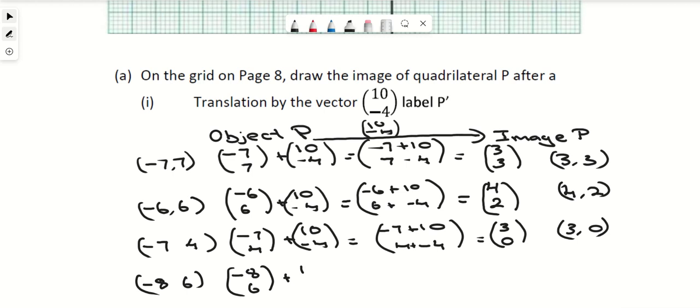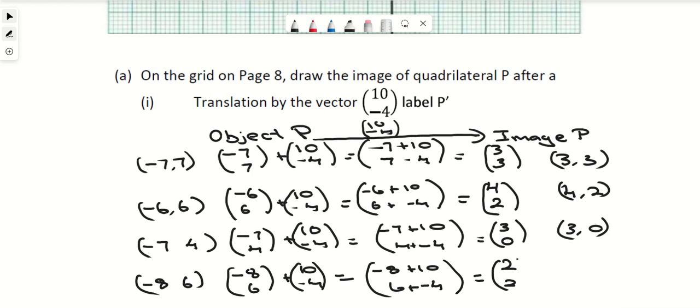You're going to add 10 and minus 4. Minus 8 plus 10, and 6 plus minus 4. Minus 8 plus 10 is 2, 6 minus 4 is 2. So my coordinate here is 2, 2. And after we get these 4 coordinates for image P1, we're going to plot these points.